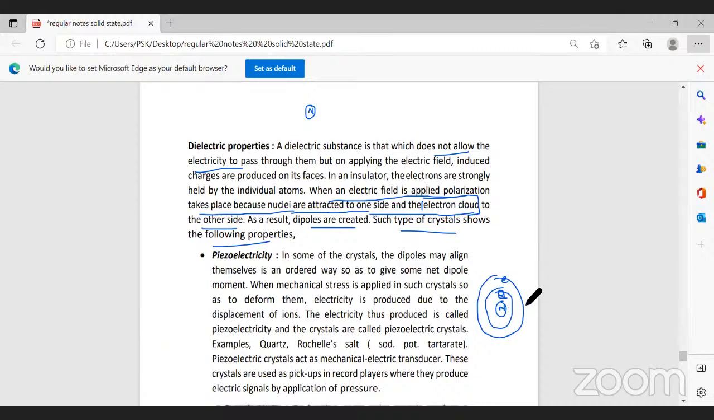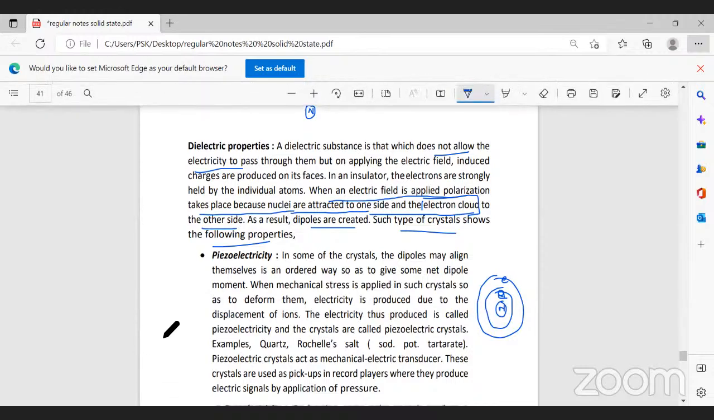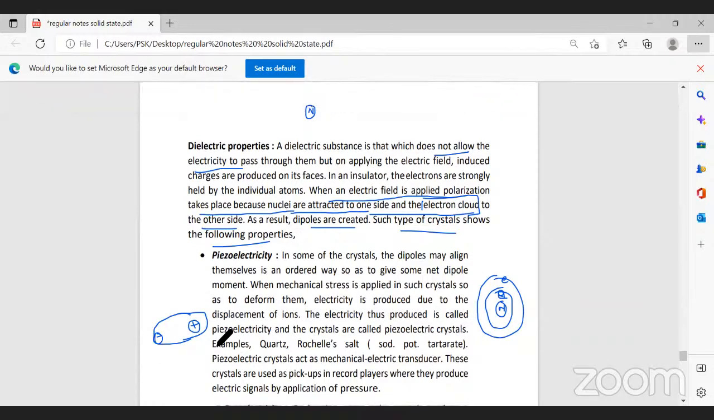See, this is spherical. Assume this to be a sphere. Now, if it becomes like this, this is the electron and this is the nucleus. The nucleus is positive. If the atom gets distorted, meaning a change in shape, then that process is called polarization.